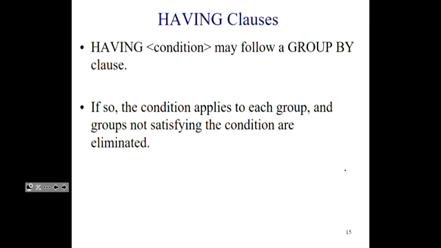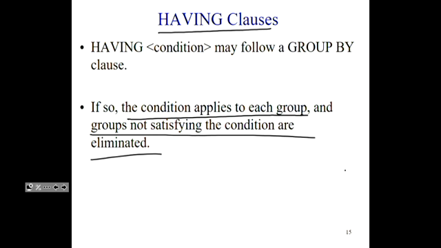So sometimes we might want to sub-select some groups that we care about and discard other groups. The having clause allows you to apply a condition following the grouping clause. Okay? So this having clause allows you to apply a condition to each group, and groups that are not satisfying the condition are eliminated.